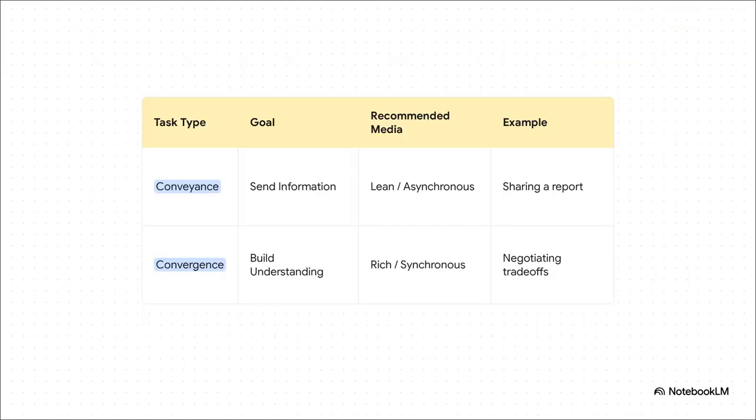And this right here is your practical cheat sheet. For those conveyance tasks, just sending info, stick with your lean, asynchronous tools like email or chat. They're super efficient for that. But for the convergence tasks, the really tough stuff, like brainstorming a new strategy or negotiating a project trade-off, you absolutely need rich, synchronous media. That means XR, or if you can, a face-to-face meeting.